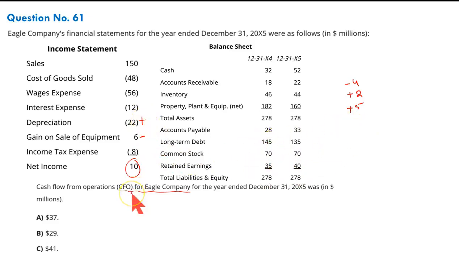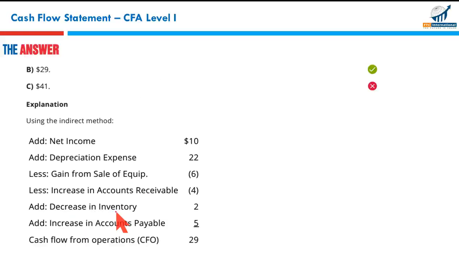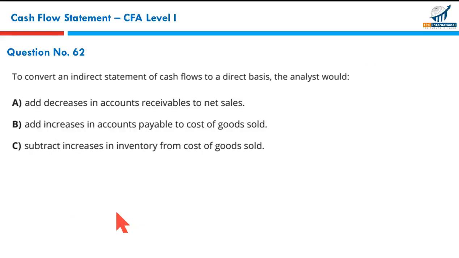So take these items, starting with the net income of 10, adding back depreciation 22, deducting gain 6, then negative 4 plus 2 plus 5 gives you a total of 29. This is the cash flow from operations. So 29, B is the right answer. B it is. Next, to convert an indirect statement of cash flows to a direct basis, the analyst should do what?